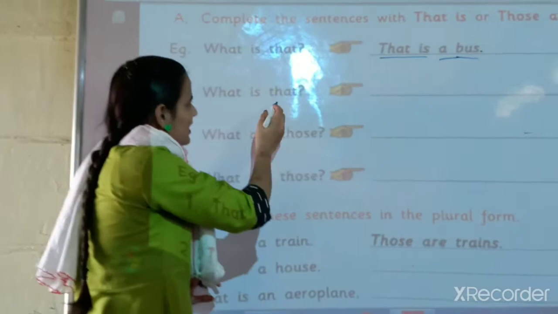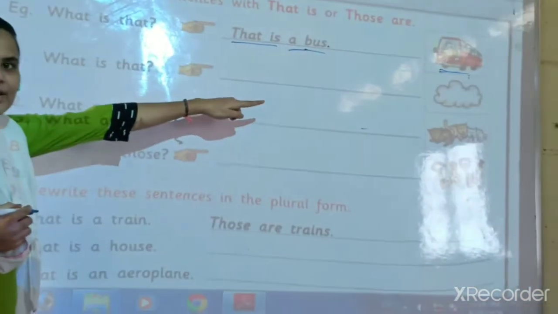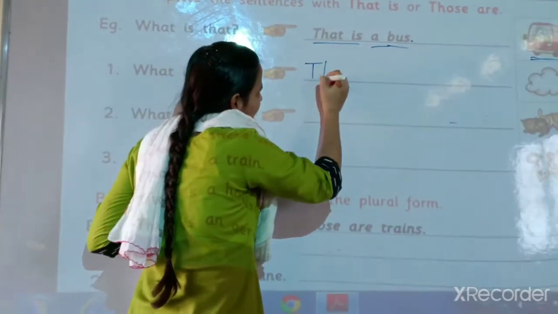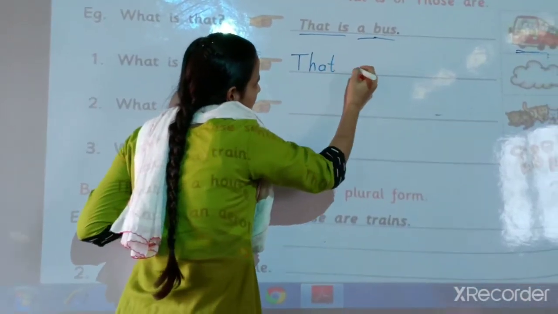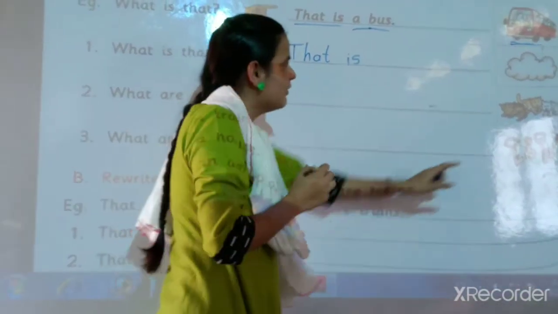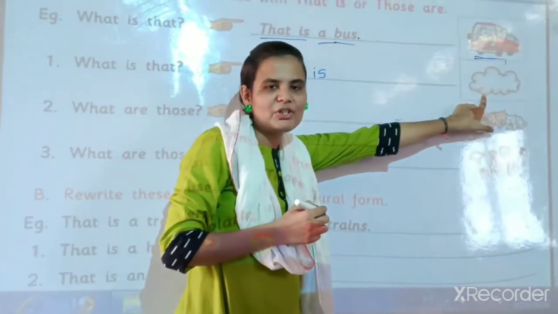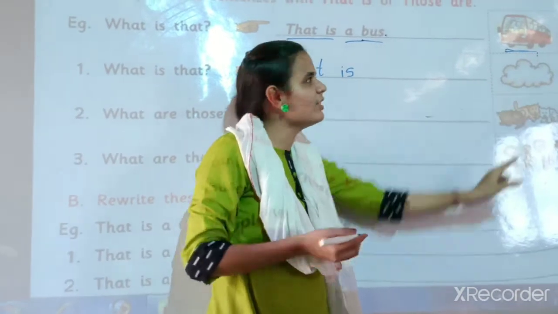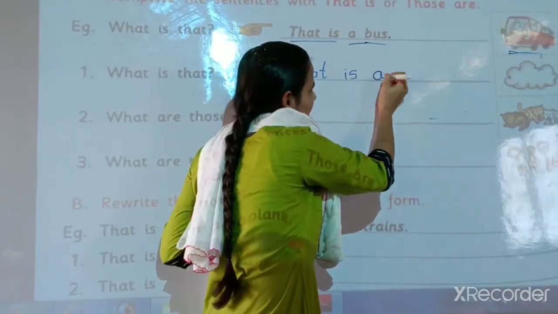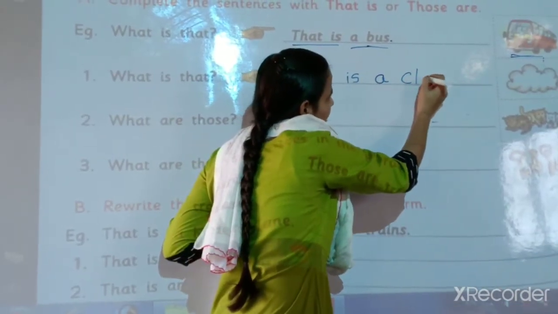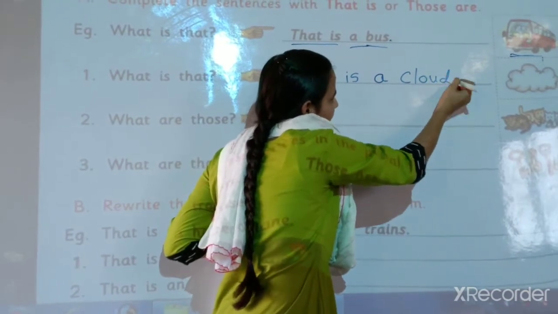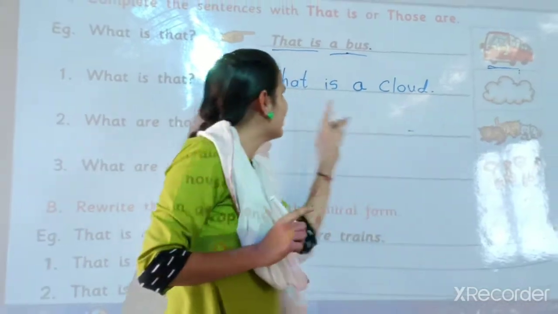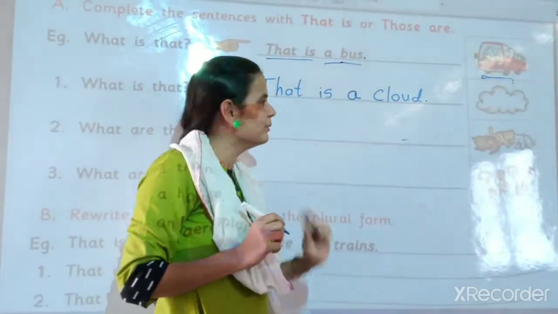Number 1. What is that? So what will we do? We will firstly write that is. Which picture is this? This is a picture of a cloud. Cloud spelling starts with C. It is a consonant. So we will write here firstly a cloud, C-L-O-U-D, and I will put here a full stop. Why? Because here is only one cloud. That's why we are writing that is a cloud.